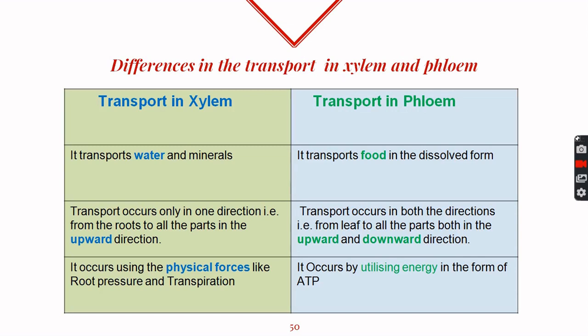We will now see the differences in the transport in xylem and phloem. So xylem transports water and minerals while phloem transports food. In xylem, transport is only in one direction, which is the upward direction, and in phloem, transport is in both the directions, upward as well as downward. Transport in xylem occurs with the help of physical forces like root pressure and transpiration, while in phloem, transport occurs with the help of energy in the form of ATP.